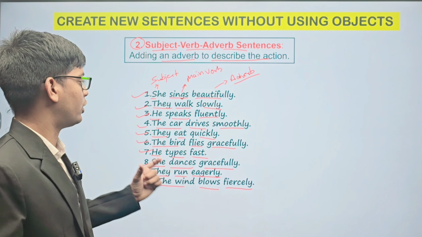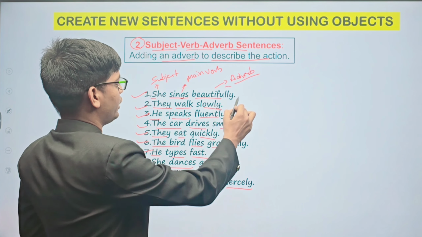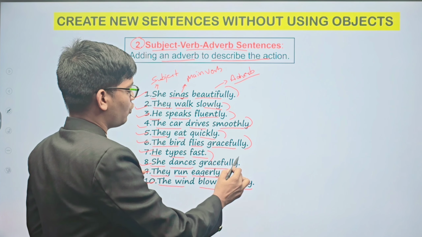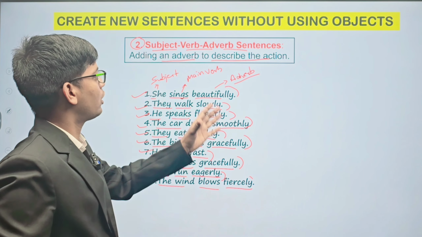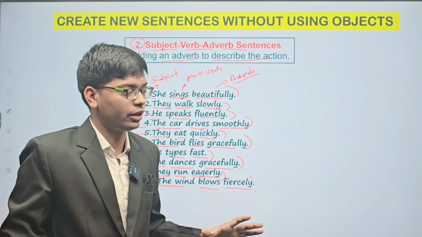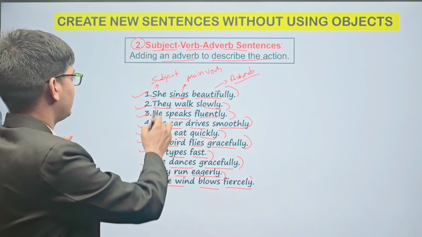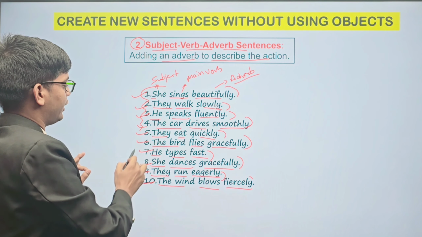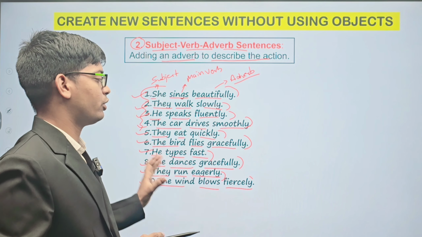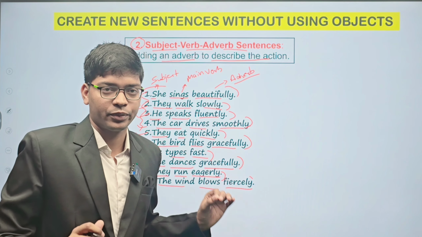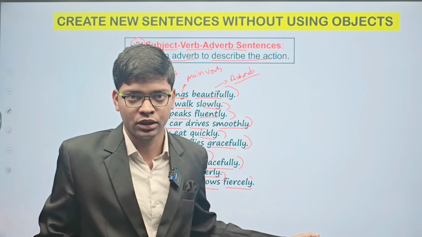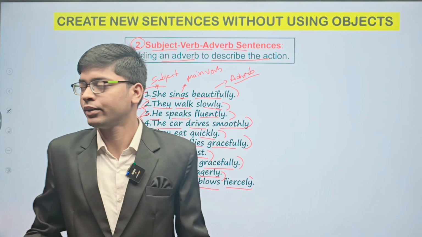So I hope you guys understand. Beautifully, slowly, fluently, smoothly, quickly, fast, gracefully are all adverbs here. They describe an action. And she, they, he are all subject pronouns, with a main verb here. So you can create new sentences this way without using any object. So let's move to our next way.